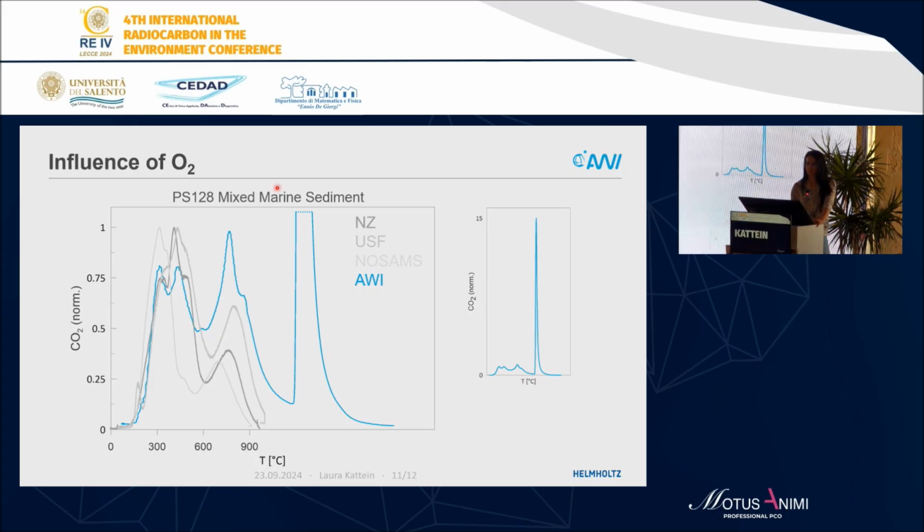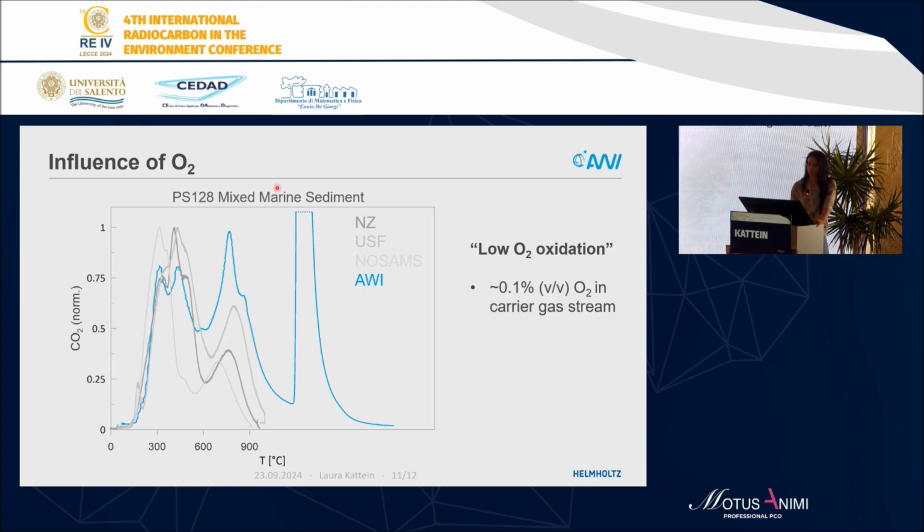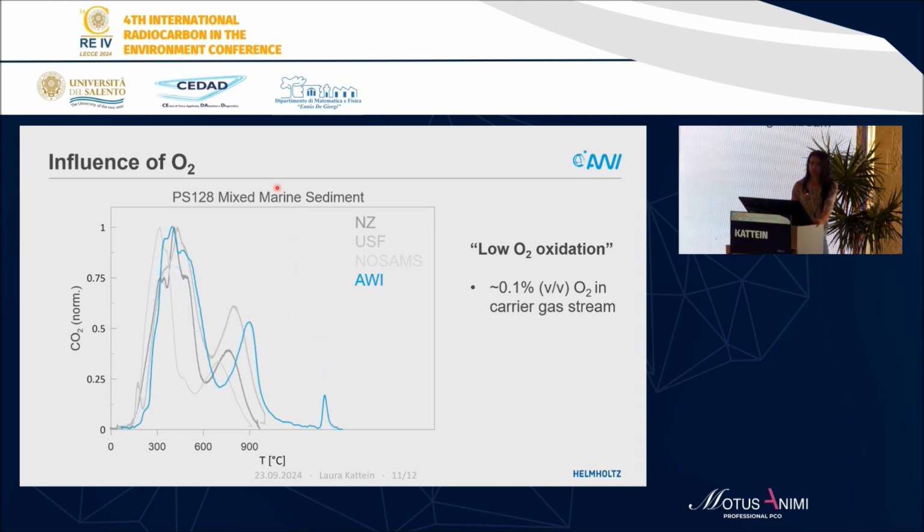What we then did is we installed an oxygen sensor in the gas line, turned off the oxygen supply to the machine almost completely, and then started a combustion run. So not a pyrolysis run, a combustion run. The oxygen sensor measured the oxygen concentration in the gas stream to be about 0.1%. And this tiny amount of oxygen in the gas stream shifted our thermogram from this one to this one. So it basically replicated the thermograms we got from the other labs.